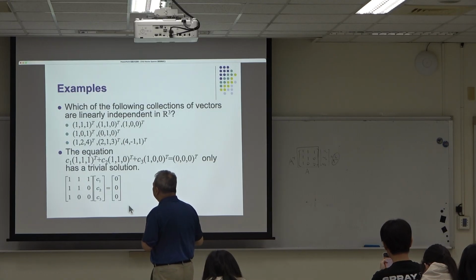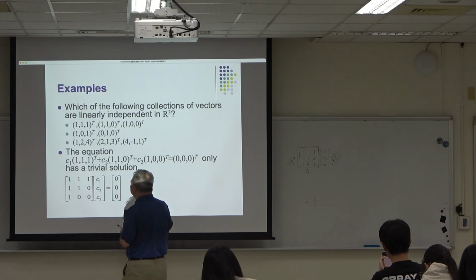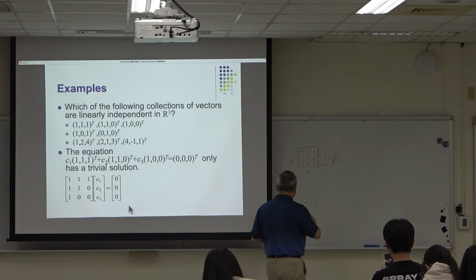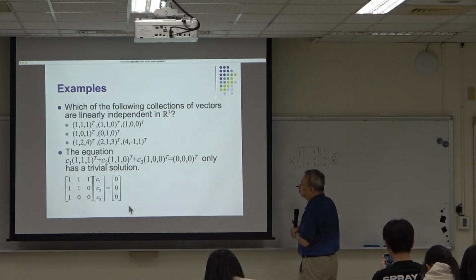And then the third one. This one, as I said, you just try to write it into a matrix. So it's 1, 2, 4.